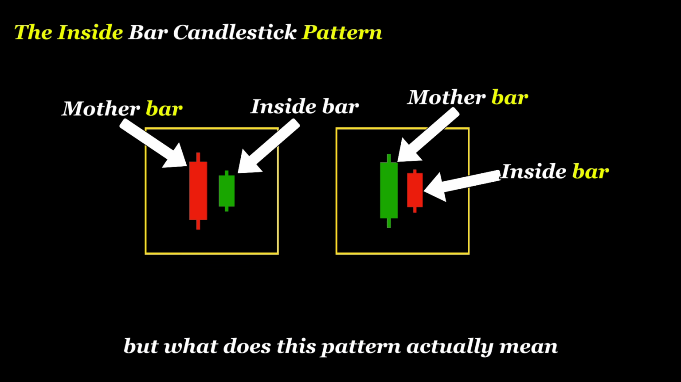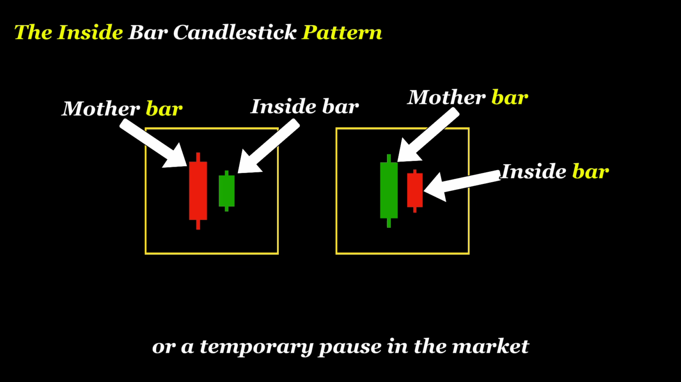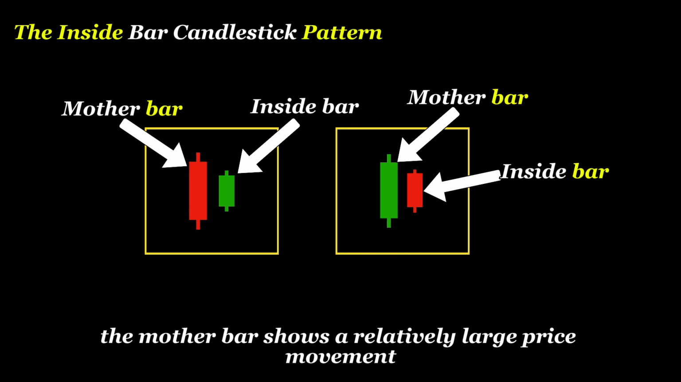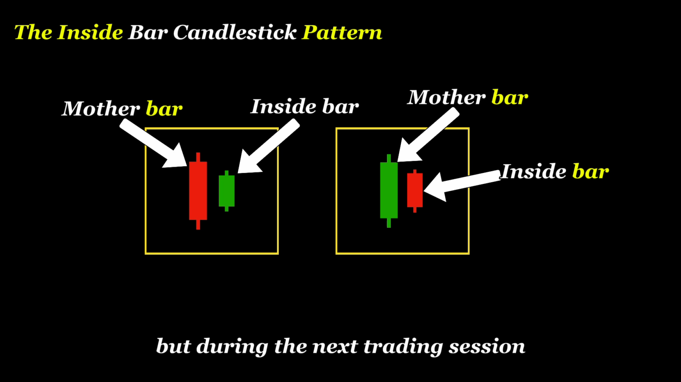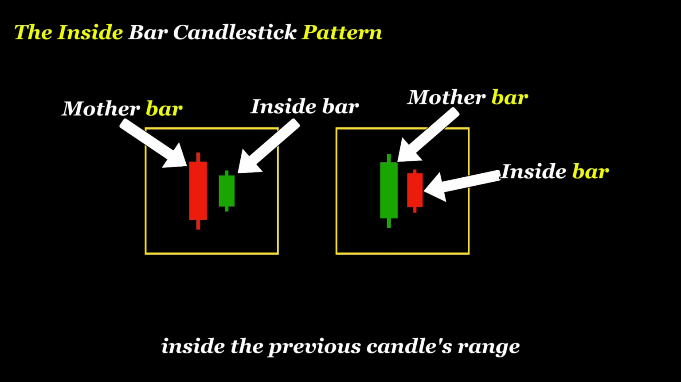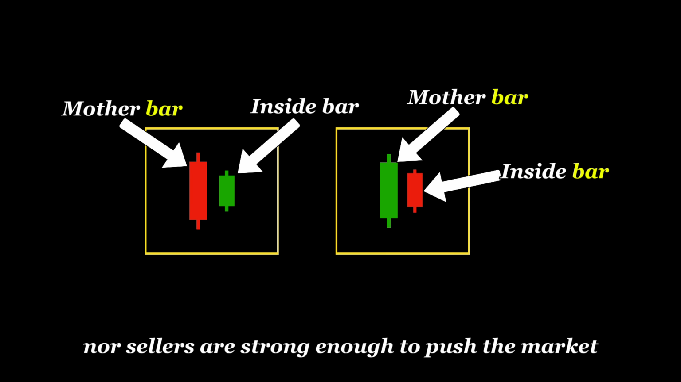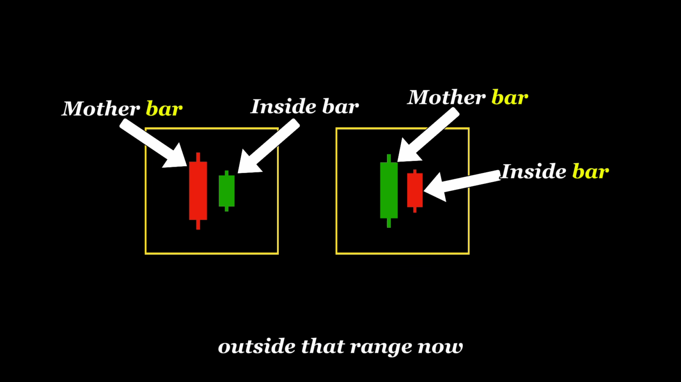But what does this pattern actually mean? The inside bar generally represents indecision or a temporary pause in the market. The mother bar shows a relatively large price movement. But during the next trading session, the market is unable to move above the mother bar's high or below its low. Price becomes compressed inside the previous candle's range. This tells us that neither buyers nor sellers are strong enough to push the market outside that range.